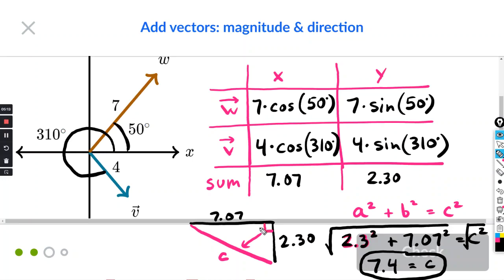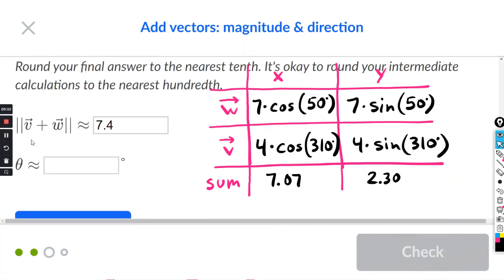Okay, and you don't necessarily have to draw this triangle to do your calculation. It's just going to be Pythagorean theorem every time. Square the sum of the x's, square the sum of the y's, add them and take the square root. So in the first box here, just enter 7.4, and now we're going to find the angle or direction.